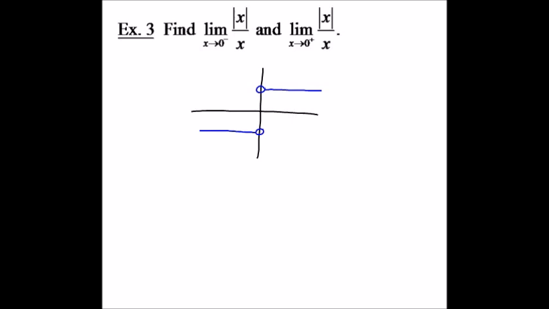For the first limit, the one with the negative sign, y is always negative 1 as we approach x equals 0 from the left side of the graph. So that limit is negative 1. The right-hand limit, the one with the plus sign, is 1 because y is always 1 as we approach x equals 0 from the positive side of the graph.